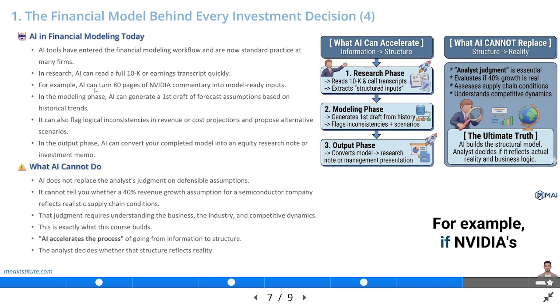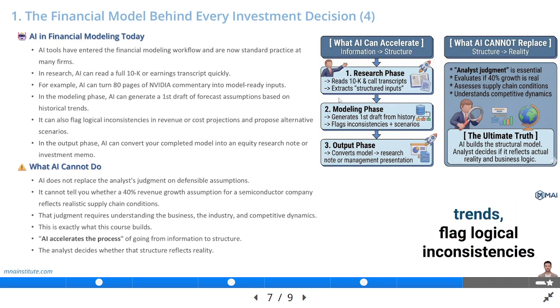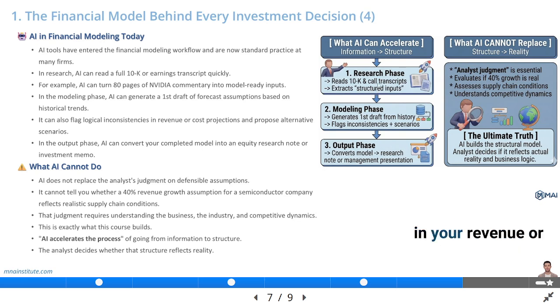For example, if NVIDIA's management discusses its data center revenue outlook across 80 pages of an annual report, an AI tool can identify and summarize those statements into a set of structured inputs ready for your model. In the modeling phase, AI can generate a first draft of forecast assumptions based on historical trends, flag logical inconsistencies in your revenue or cost projections, and propose alternative scenarios.